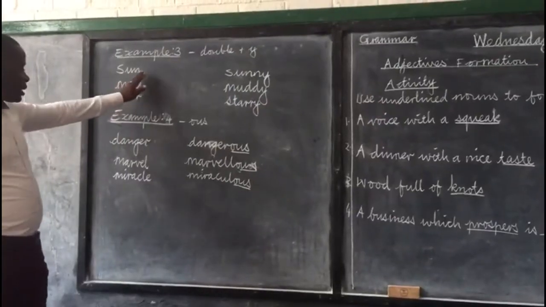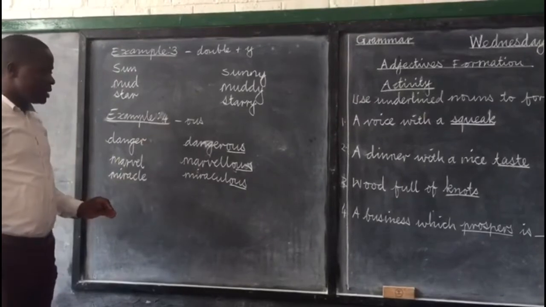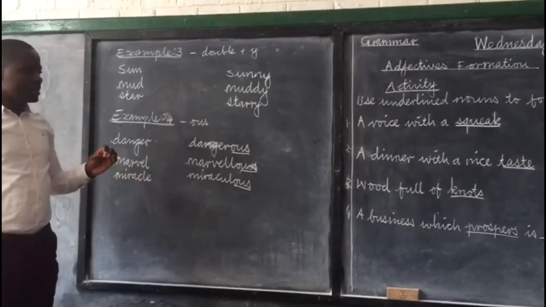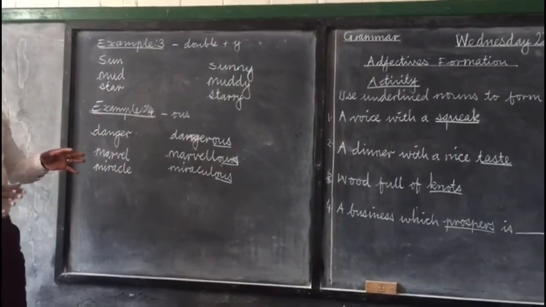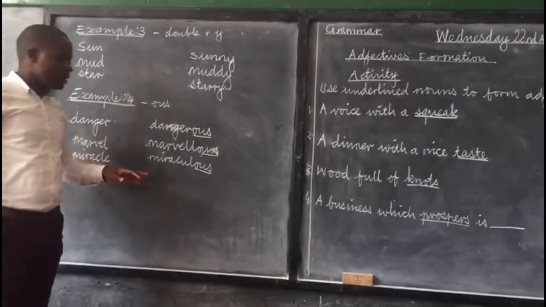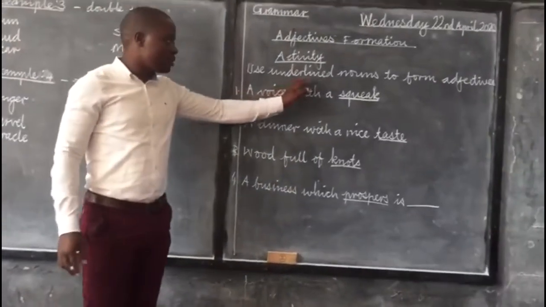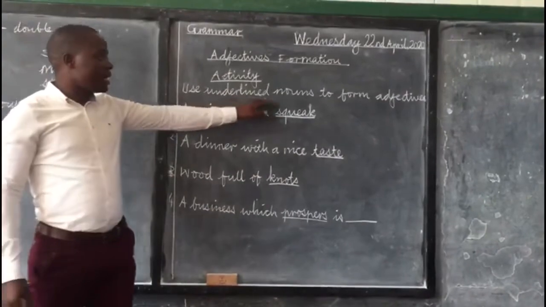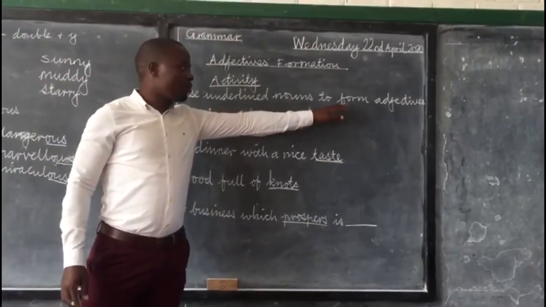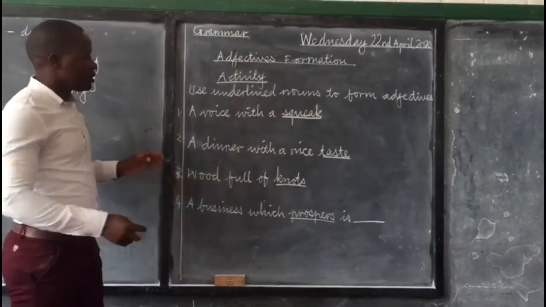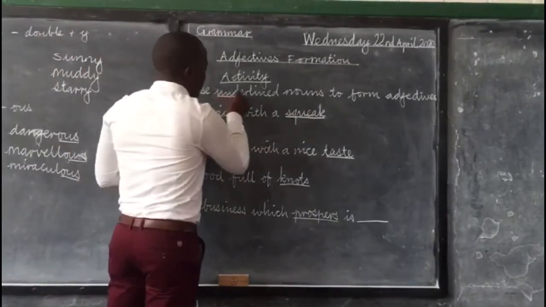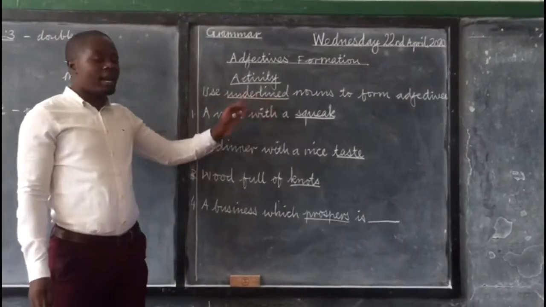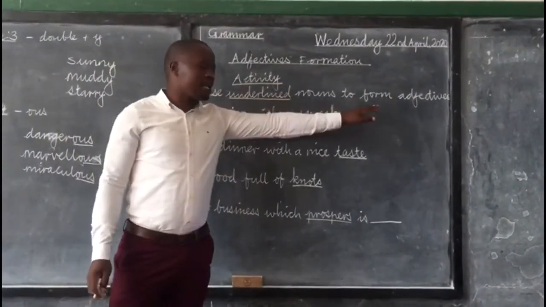Okay, so having looked at the 4 examples, I want us to quickly go through a simple exercise, an activity that you can even try where you are sitting. Let's look at this activity. The instruction says, use underlined nouns to form adjectives. Now, it is always important to understand the instructions.